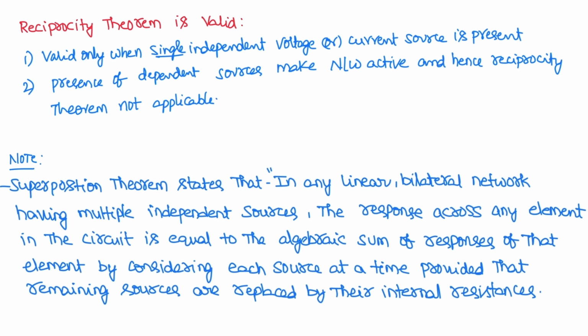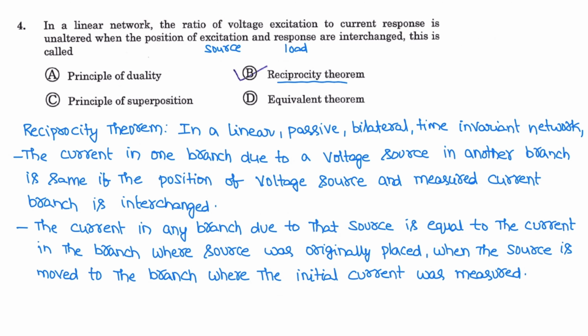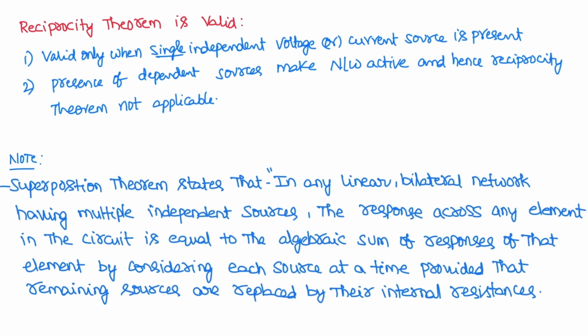As per the question, the correct option is the reciprocity theorem, and this is the condition where it is valid. It is valid only when an independent voltage source or independent current source is present in the network, and the presence of dependent sources makes the network inactive. Hence the reciprocity theorem is not applicable.